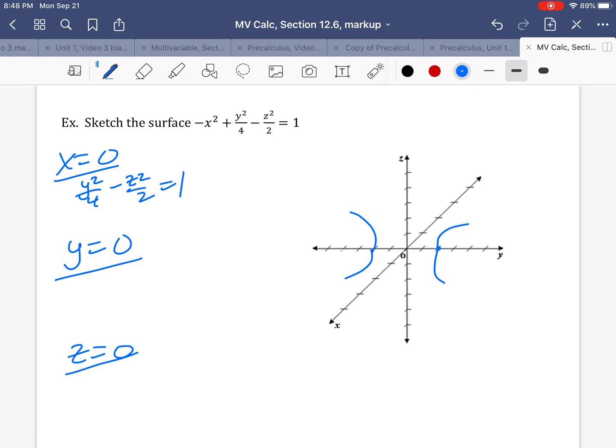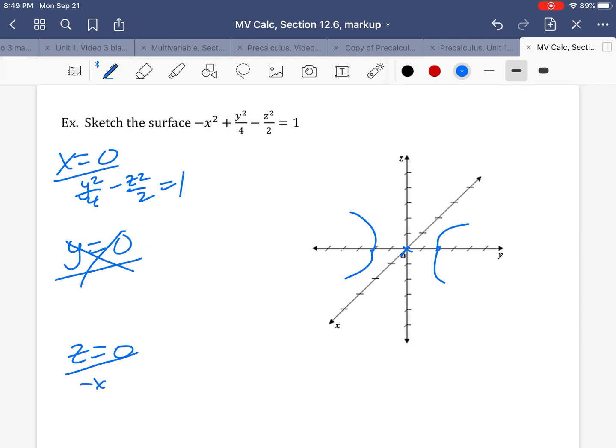If y equals 0, look at what would happen. You would get negative x squared minus z squared over 2 equals 1. Well, that's never going to happen because you have two negative things adding up to 1. So y can never be 0. That means you're never going to be inside here. You're never going to touch the origin right there.